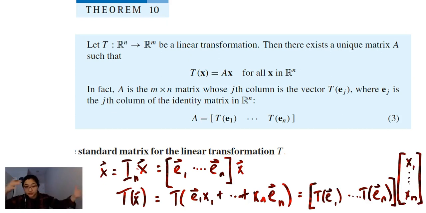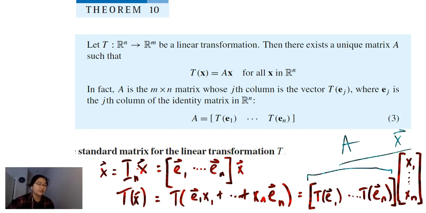Which is just the other look at matrix multiplication, where we have a linear combination, and we can also write it as multiplication. So this is A, and this is x. So we get Ax right there.